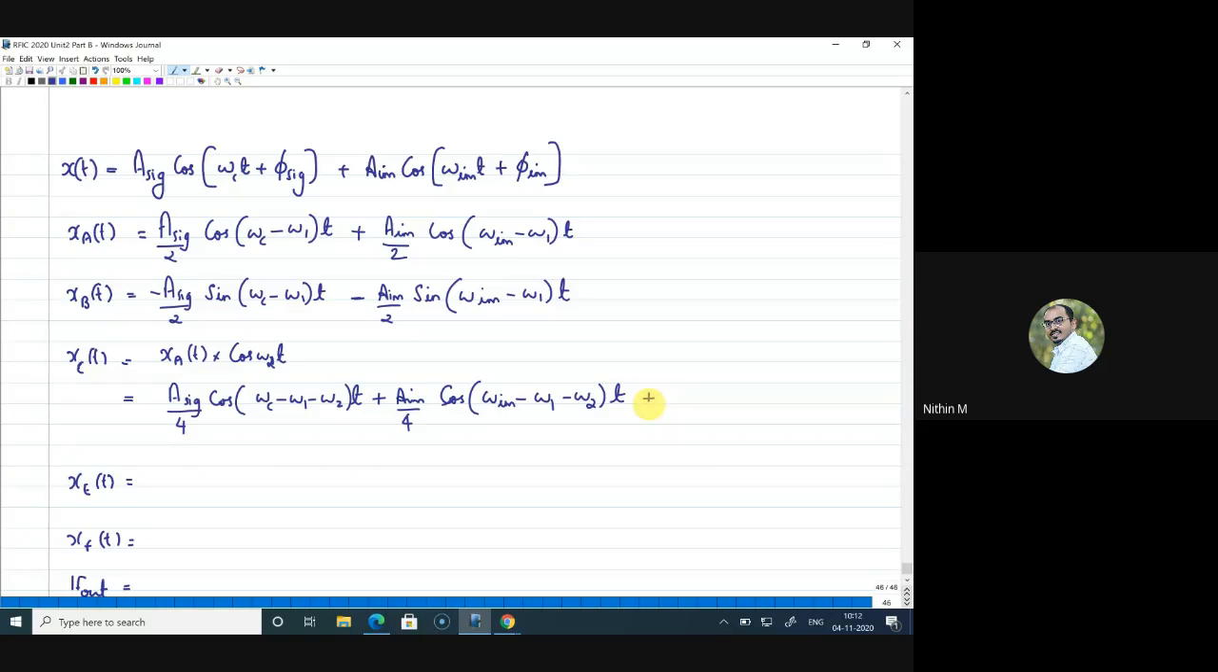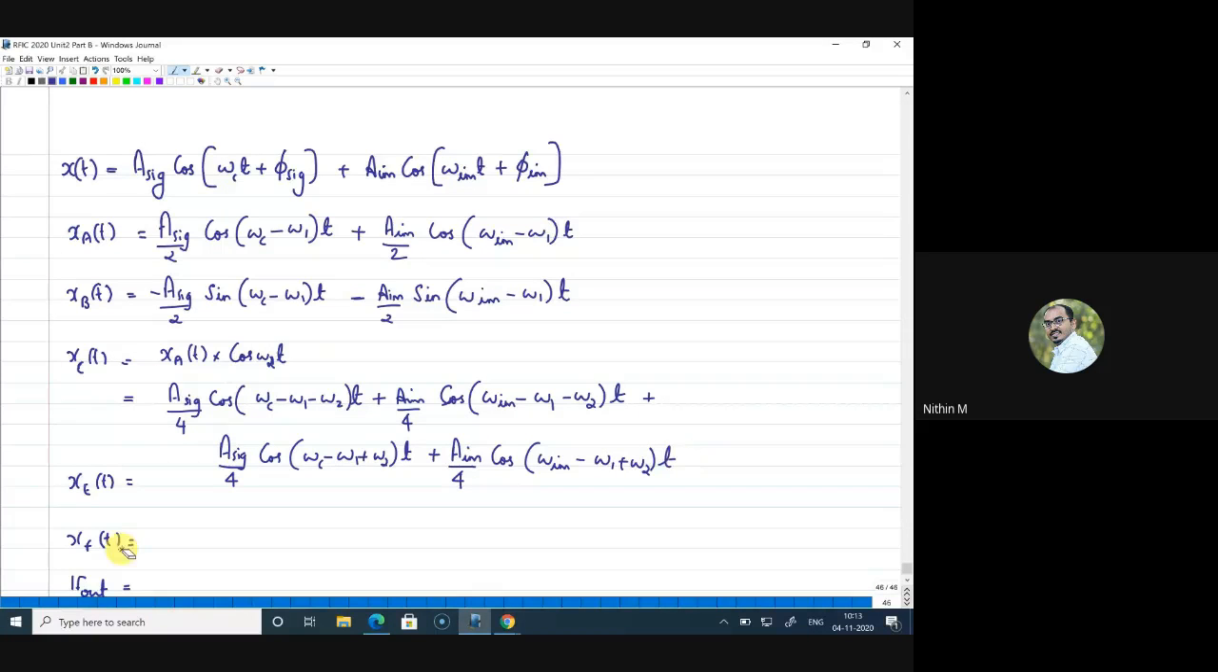Similarly, there are two components which can be written as a signal by 4 cos of omega c minus omega 1 plus omega 2 into t plus a image by 4 cos of omega im minus omega 1 plus omega 2 into t, right. So this is xc of t. By writing the components, xc of t is xa of t multiplied by cos omega 2t.